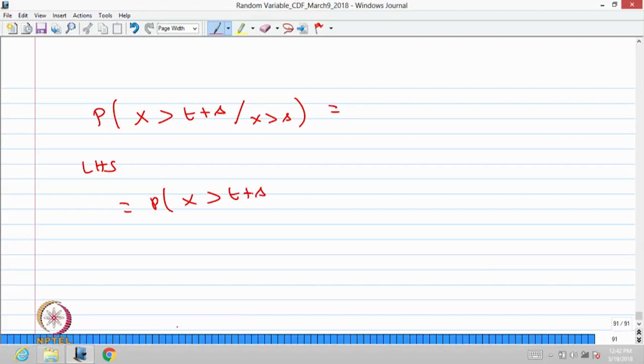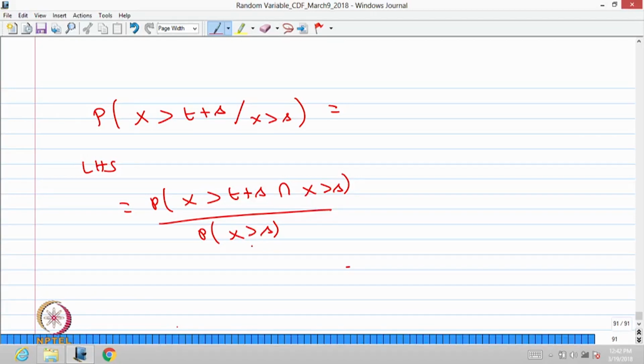Now, we will go to one important property, that is the probability of x greater than t plus s given x is greater than s. What is that value? Before filling up the right hand side, first we will compute this quantity. So, let us start with the left hand side. The probability of x greater than t plus s given x greater than s is nothing but the probability of x greater than t plus s intersection x greater than s, divided by the probability of x greater than s, provided the probability of x greater than s is greater than 0.